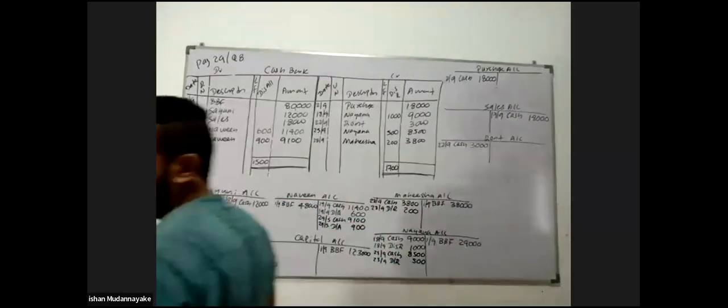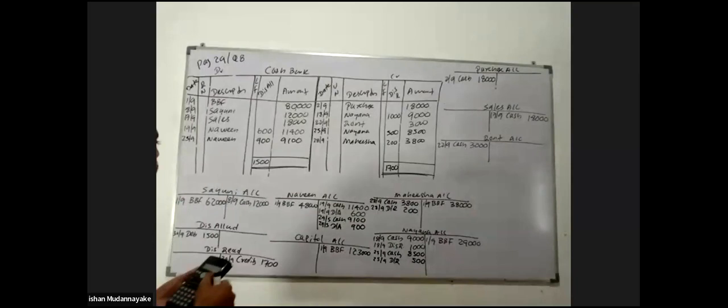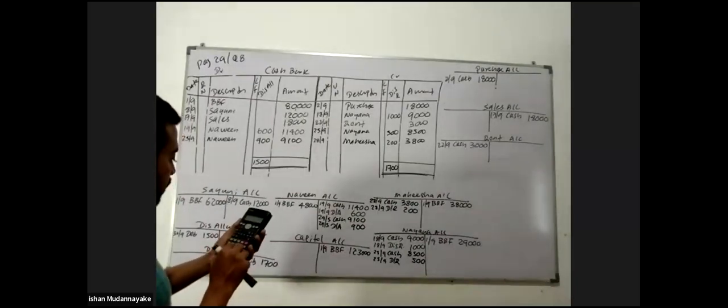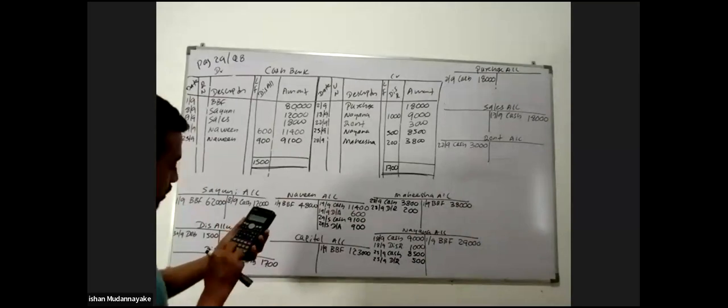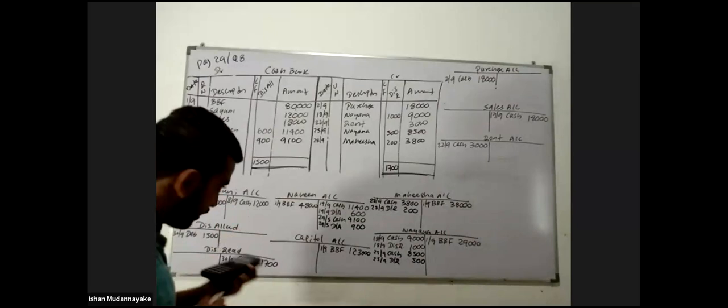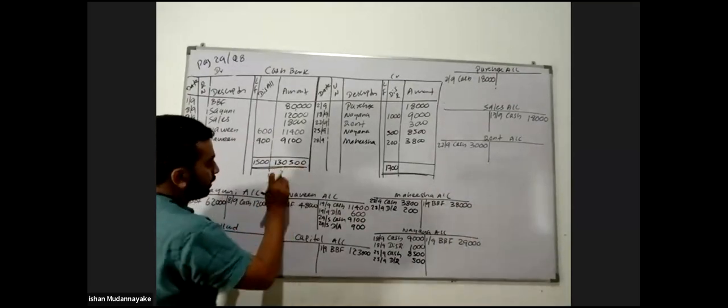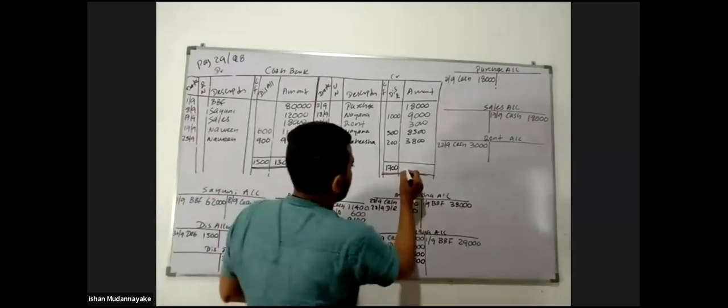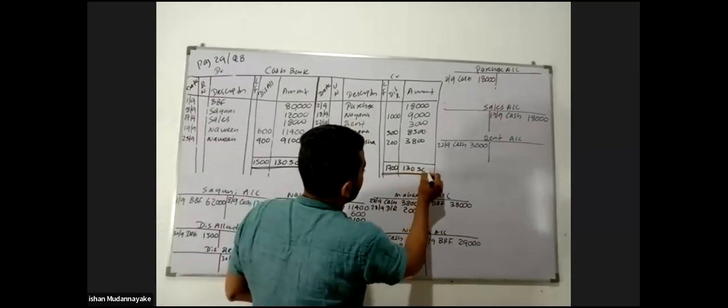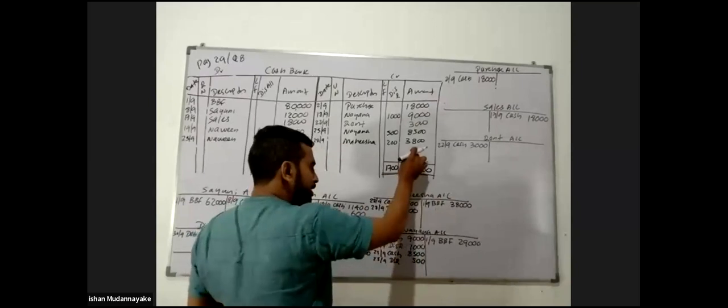Total cash receipts, how much? Total cash received: 80,000, 12,000, 130,500. Yes, right, 130,500. I then transfer this amount to the credit side. 130,500, then 130,500 minus total cash payments.